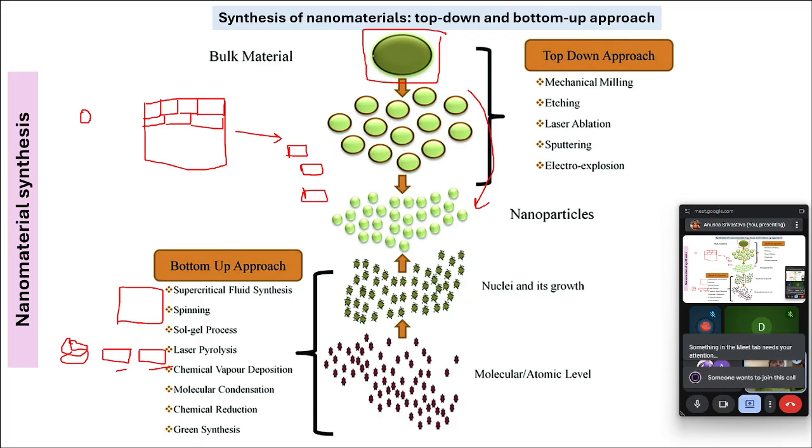In the top-down approach, you have a bulk material and then you come down to nanoparticles. So this is the end point. In the bottom-up approach, what is happening? You have smaller particles and then there is nucleation that follows, and after nucleation, you finally get your nanoparticles. These are the two approaches for synthesis of nanomaterials.